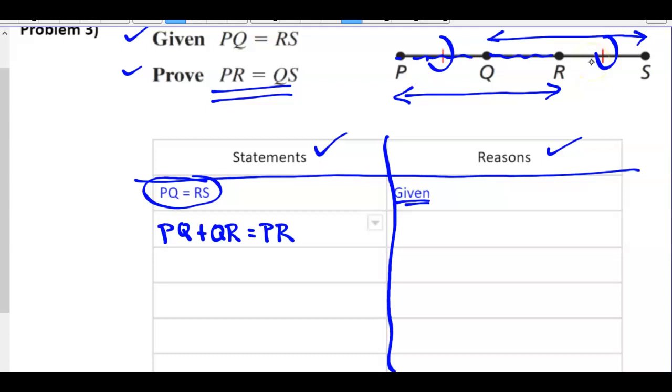And you're like, God, I don't know if that's going to help me. And maybe right now I don't do my reasons. Maybe I'm just kind of working this out. And maybe I make a mistake, I erase something. But then if I say that, maybe I could say QR plus RS is equal to QS. And then maybe there's some way to substitute or make a connection and get to PR equals QS.